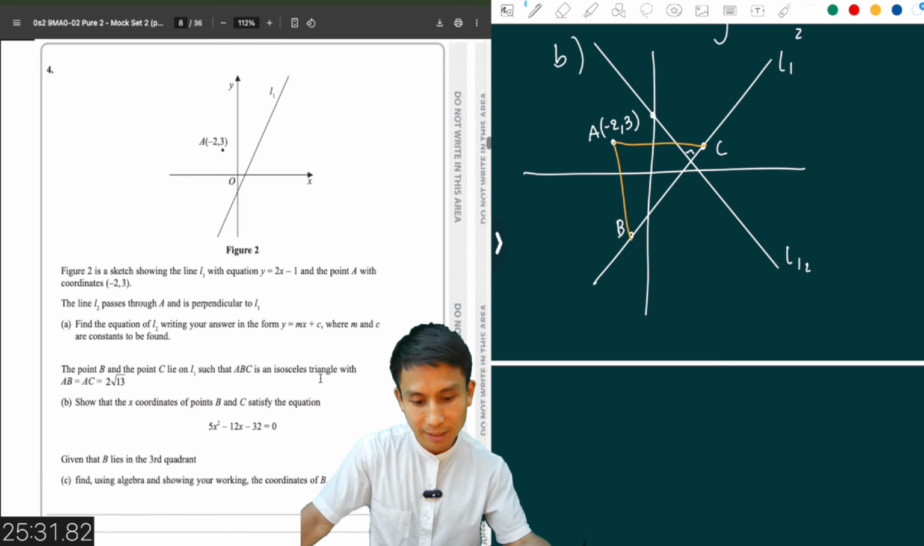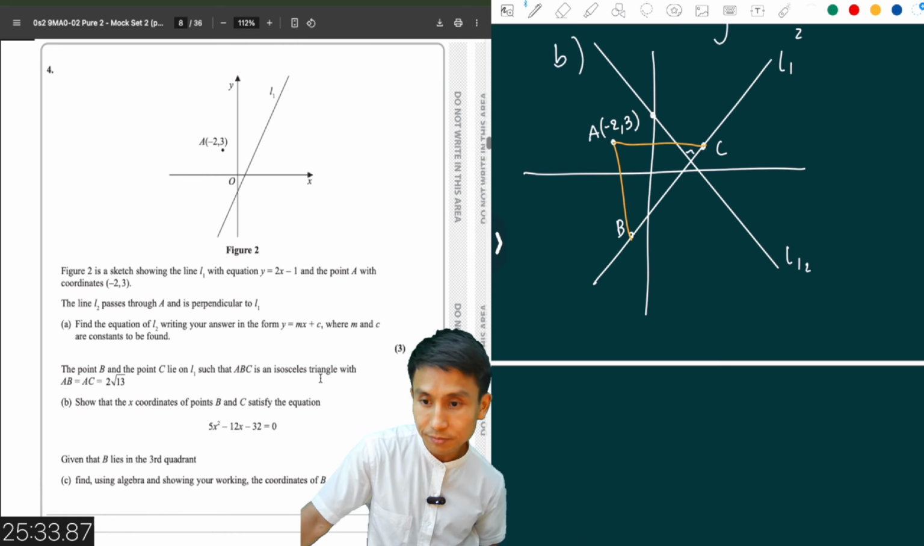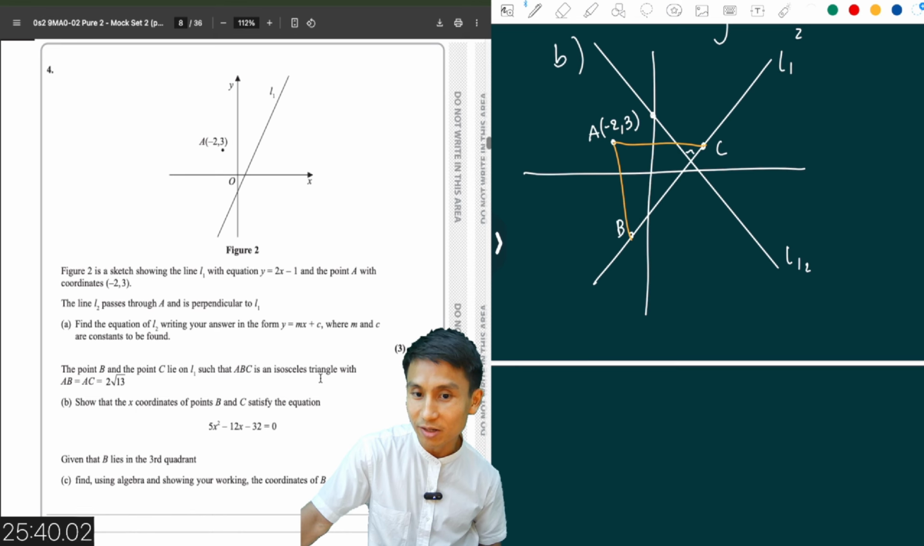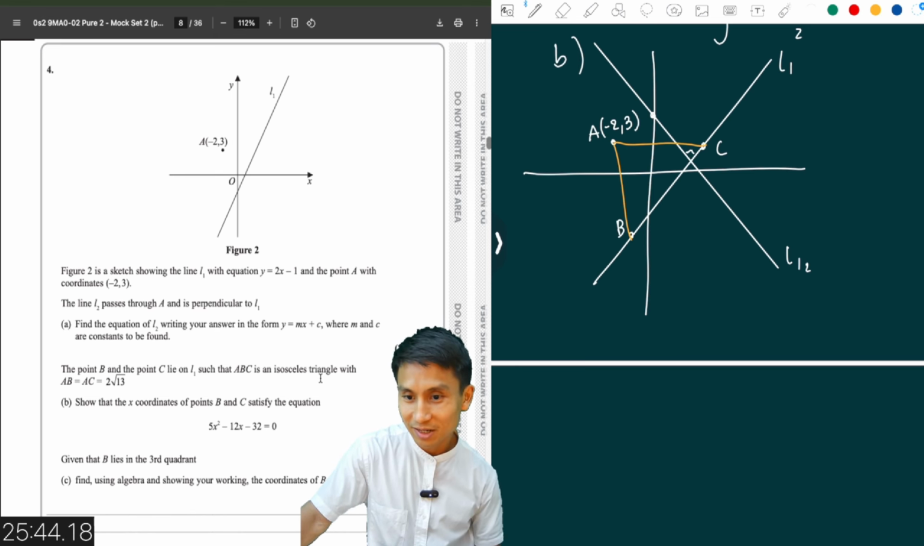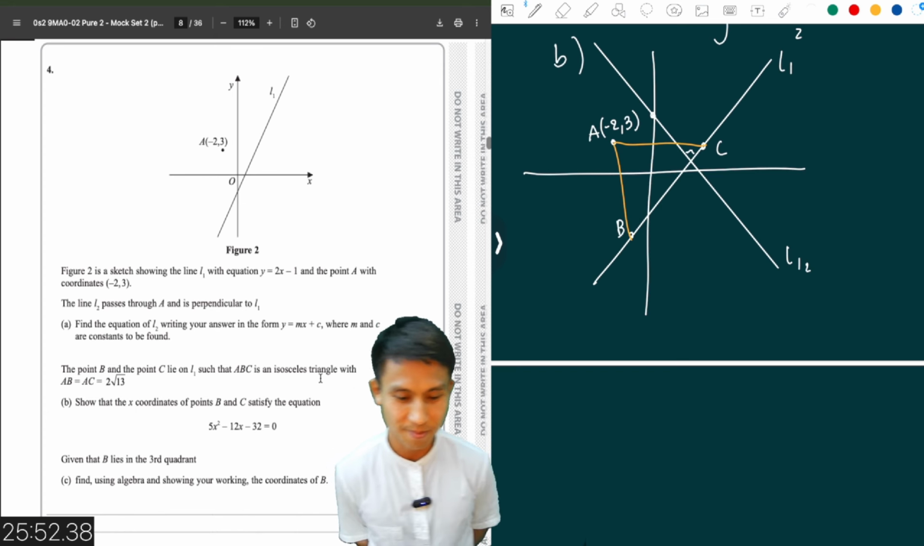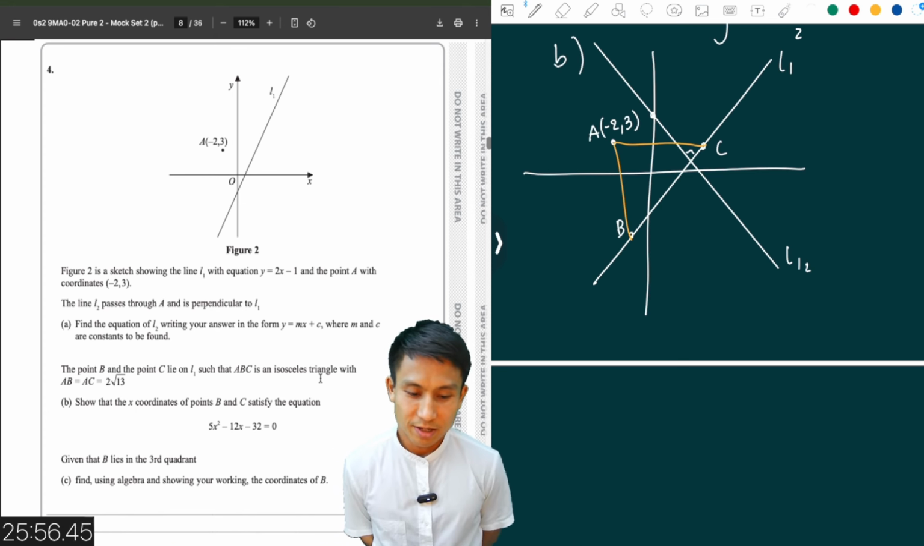Let me process this a little bit. I mean, line L2 is not any use, right? Yeah, it's fine. Isosceles triangle. Okay, interesting.